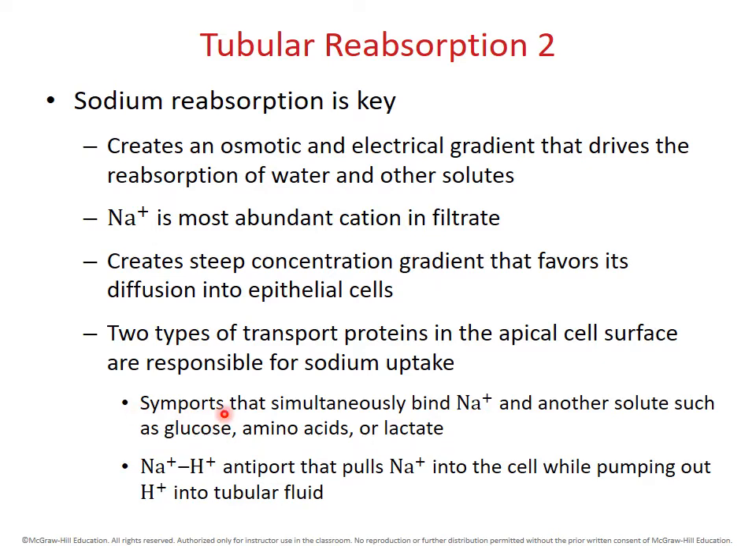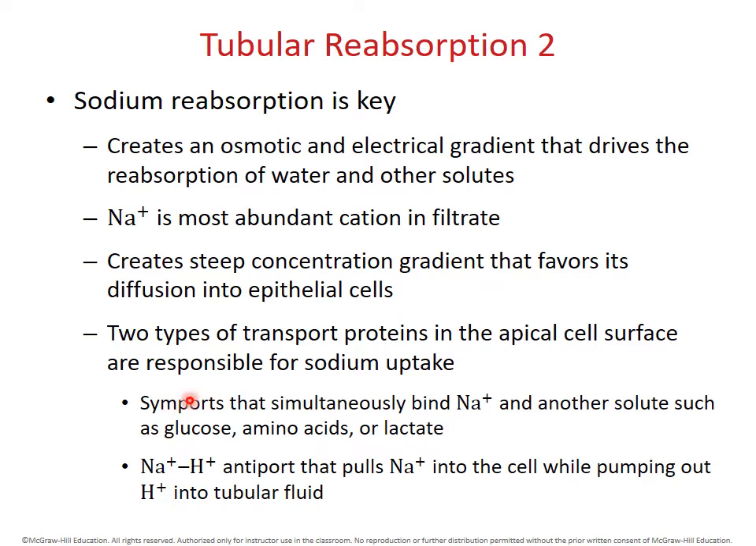A symport always moves the two materials in the same direction. Remember, an antiport transporter transports two molecules in opposite directions. Symports transport them in the same direction. And so these symport transporters are going to pick up a sodium ion and then one of these three other molecules, depending on what kind of symporter it is, and it's going to transport them both into the cuboidal cell.